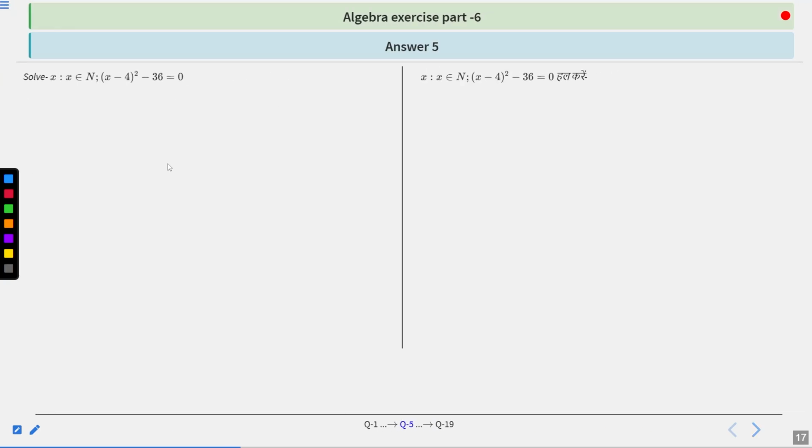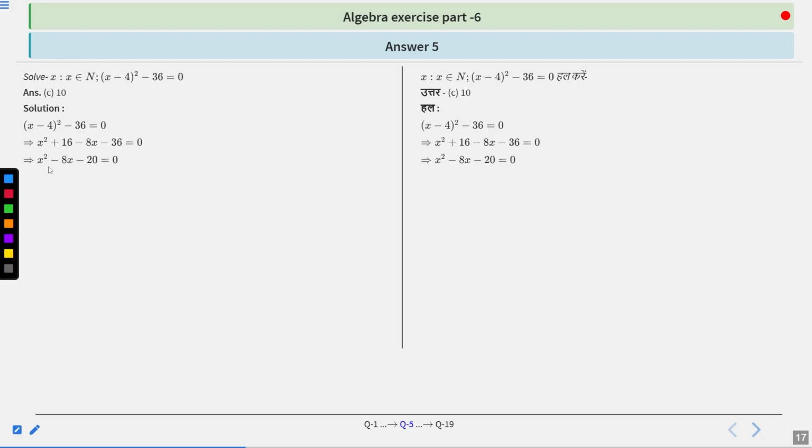So we have to find the value of x, and x belongs to natural number, and the equation given to us is (x − 4)² − 36 = 0. Answer to this question is option number C, 10. Now, looking at the solution, (x − 4)² can be expanded as x² + 16 − 8x − 36 = 0. So the equation we get is x² − 8x + 16 − 36, which is −20, equal to 0.